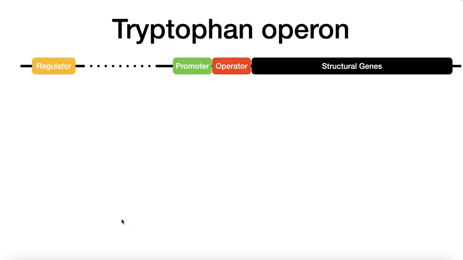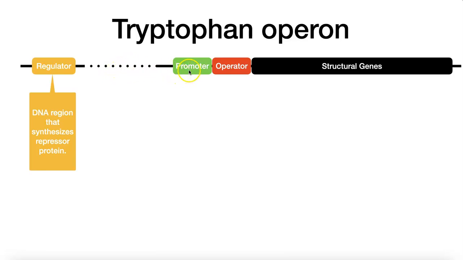If you've watched the lactose operon video, this looks exactly the same. These are regions of DNA with names of regulator, promoter, operator, and structural genes, and their definitions are exactly the same. The regulator is a piece of DNA that makes an important protein called the repressor, and it can be far away from this other region. That's, again, what these dotted lines mean.